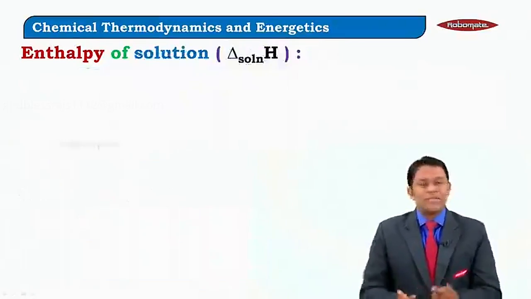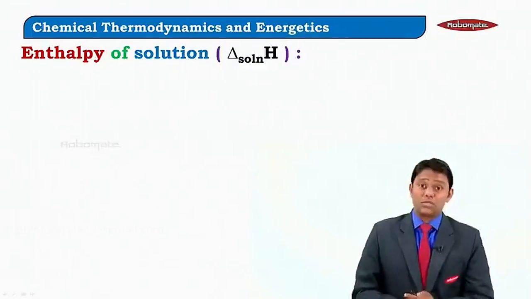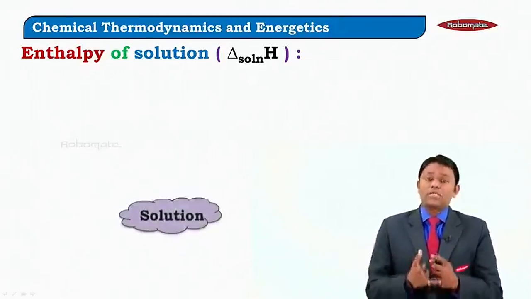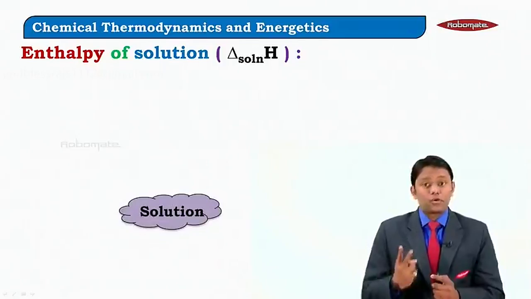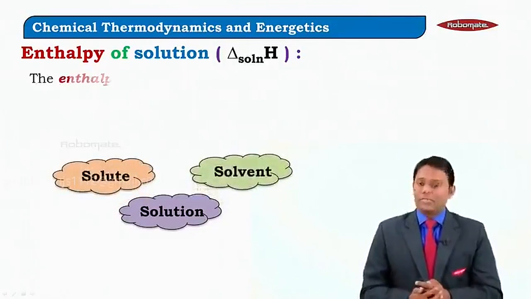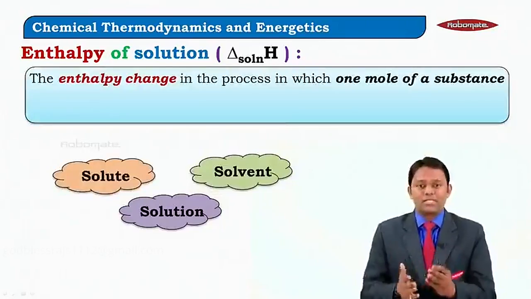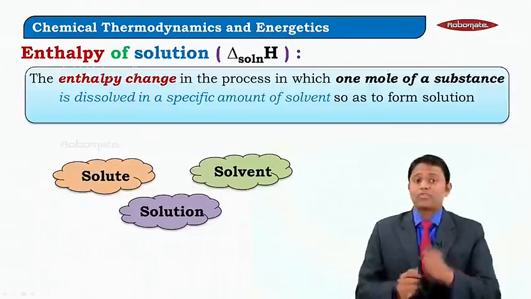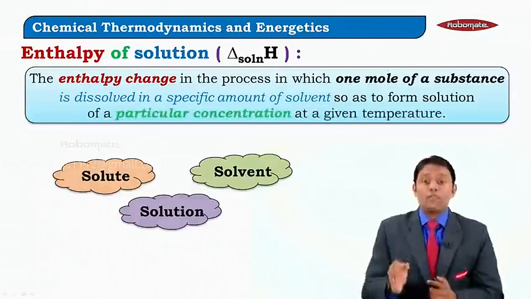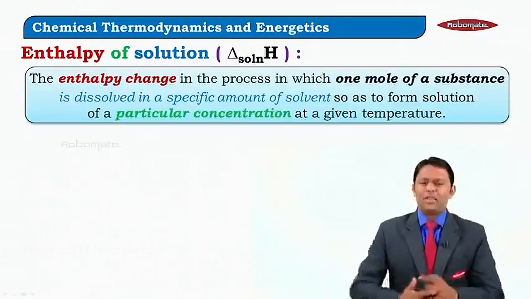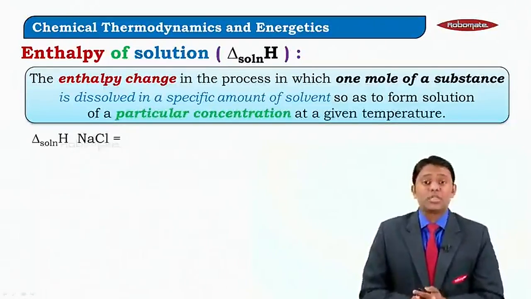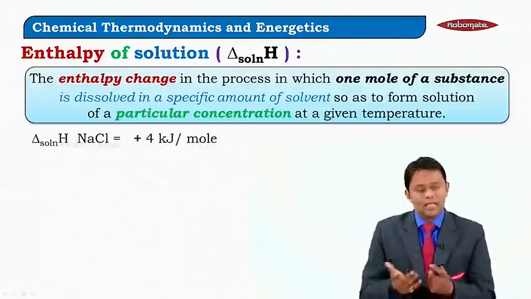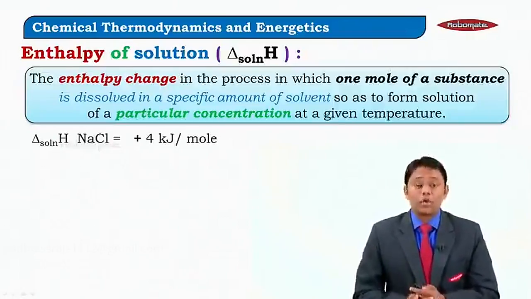And we have to see the last one, called enthalpy of solution, which is represented as delta H of solution. Whenever the term solution is associated, a solution is made up of two things, solute and solvent. Enthalpy of solution is the enthalpy change in the process in which 1 mole of a substance is dissolved in a specific amount of solvent to form a solution of a particular concentration at any given temperature. For example, for NaCl, the delta H value is plus 4 kilojoules per mole.